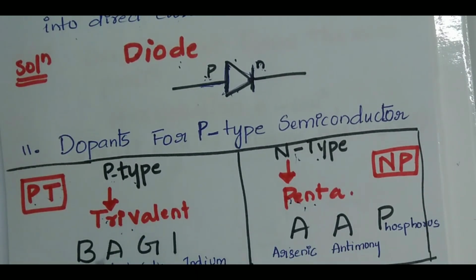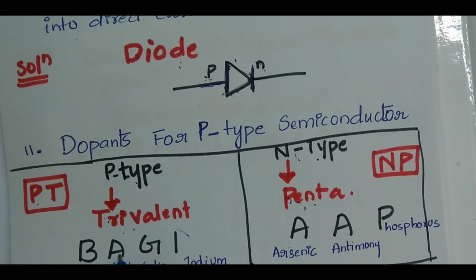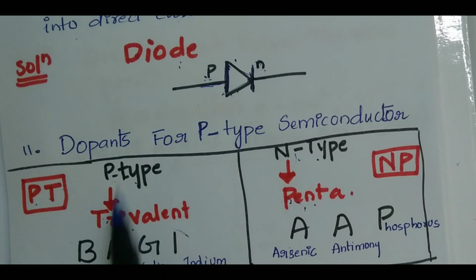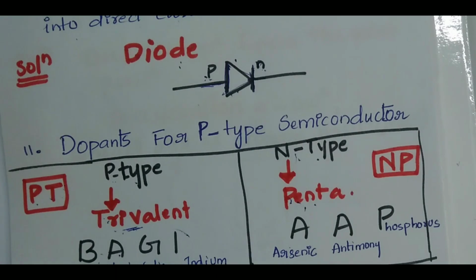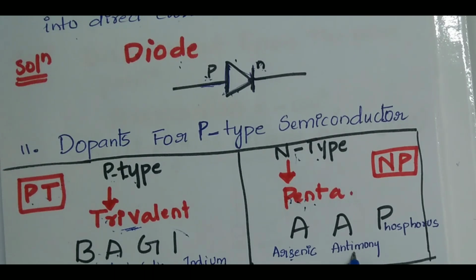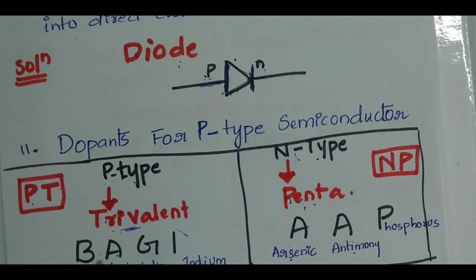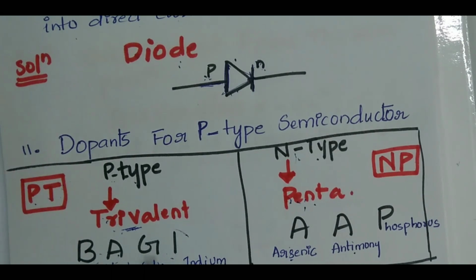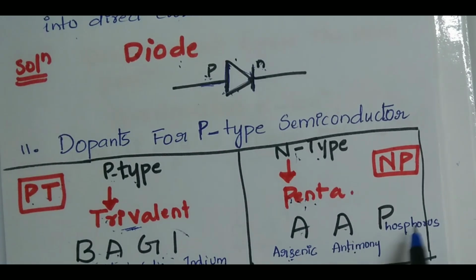So which are the impurities? These are the dopants. The impurities added to the semiconductors in order to increase its conductivity are called dopants. The dopants of P-type, that is trivalent impurities, are boron, aluminium, gallium and indium. You can remember it as Bagi. There is one film called Bagi, right? And for pentavalent it is arsenic, antimony and phosphorus. This is APP. We use WhatsApp, so you can remember it as APP.